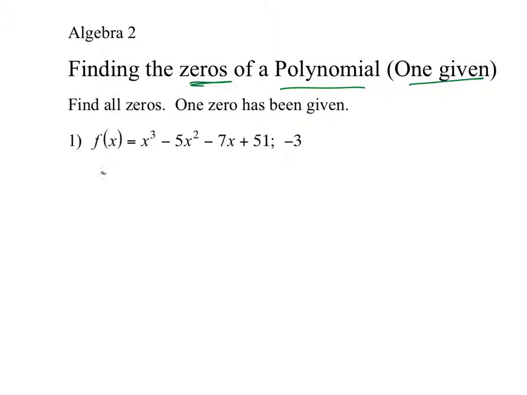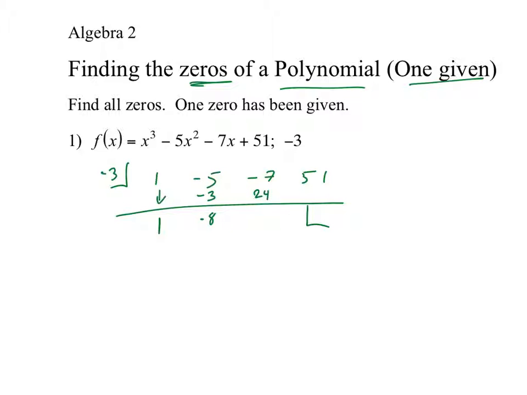So using the remainder theorem, we can use synthetic division right here to divide that polynomial by negative 3. I'm bringing down the 1. 1 times negative 3 is negative 3. Negative 5 minus 3 is negative 8. Negative 8 times negative 3 is 24. Negative 7 plus 24 is 17. 17 times negative 3 is negative 51, and that's 0.